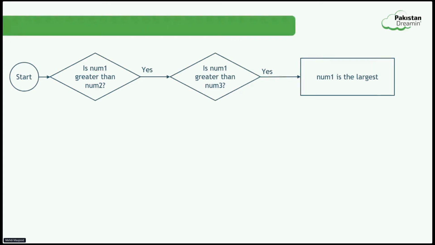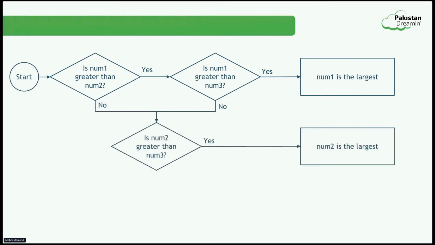But what if num1 is not greater than num2, or num1 is not greater than num3? If one of these conditions fails, what happens then? If one of these conditions fails, then that means we are left with num2 and num3. Num1 is definitely not the largest. So at that point, we just have to worry about num2 and num3. So we'll ask, is num2 greater than num3?